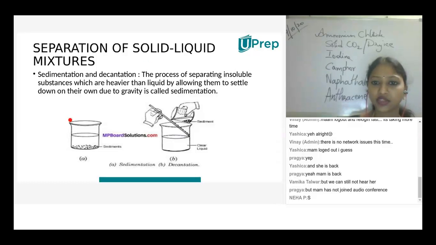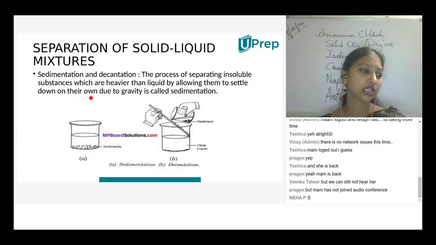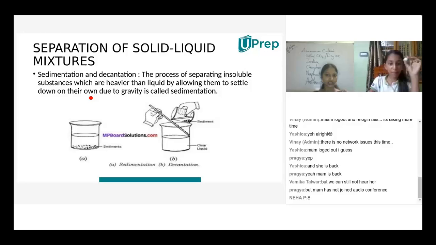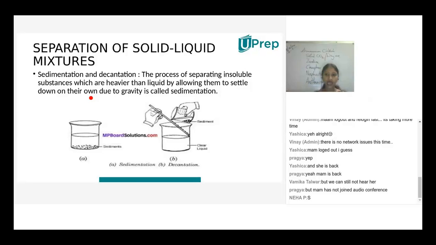Next, separation of solid-liquid mixtures. Very important. Now we should know what solid-liquid mixtures are and how to separate them, like when we have sand mixed in water. So the sand will not dissolve with water. We can find that by taking sand here.